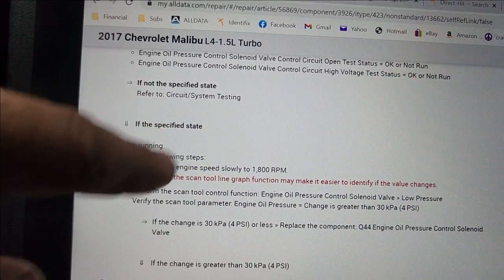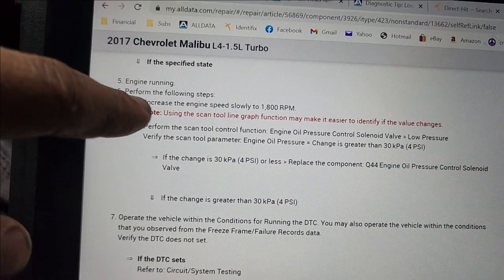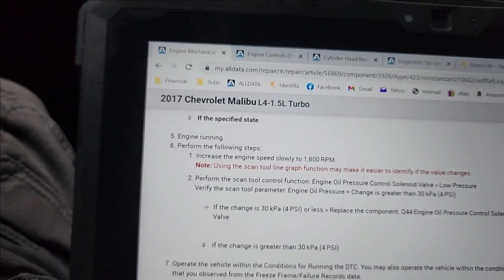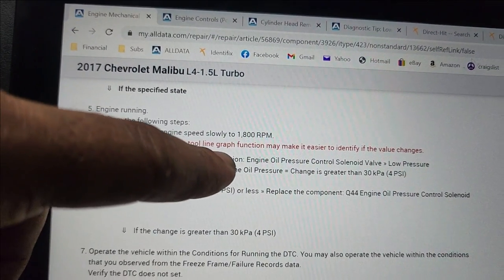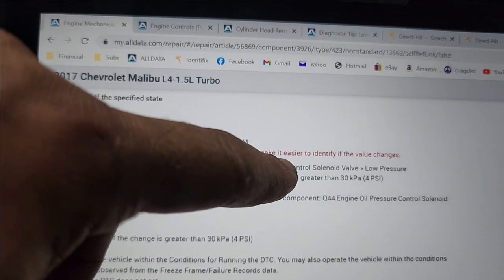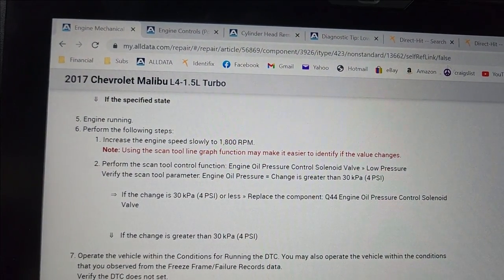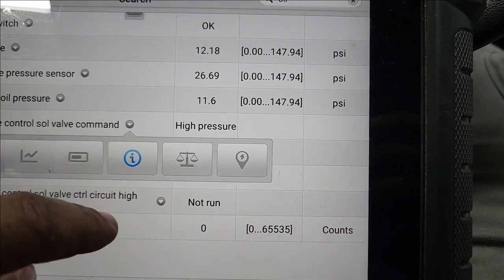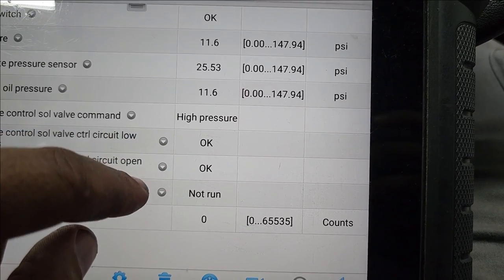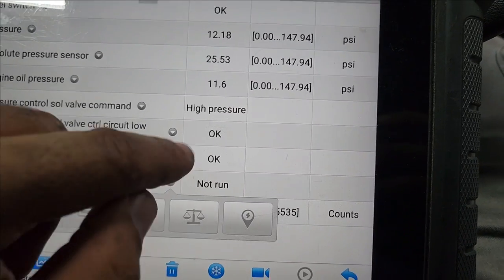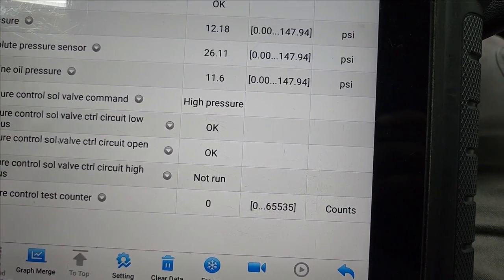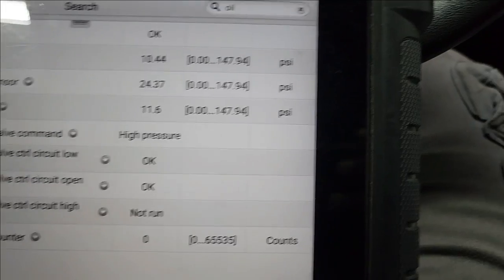If the specified state, engine running right now, perform the following steps. Increase the engine speed slowly to 1800 RPM. Use a scan tool line graph function, which may make it easier to identify if the valve changes. So, we don't have a graph here, probably here also, no graph. What should I graph? Nothing.